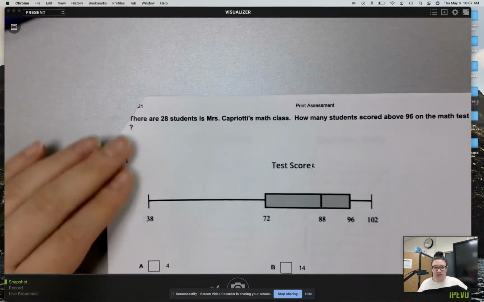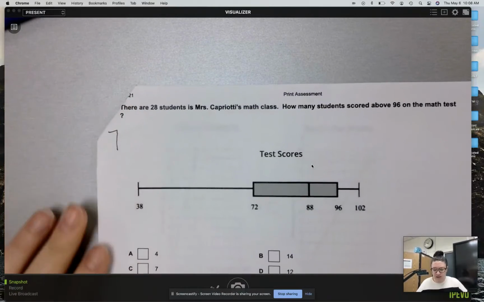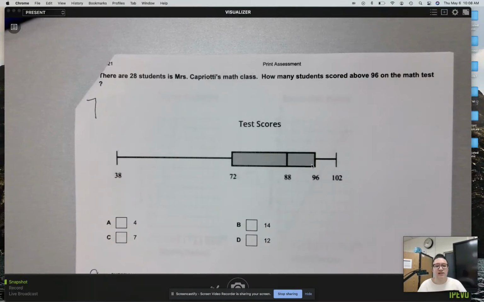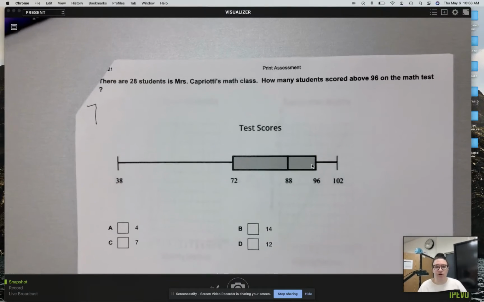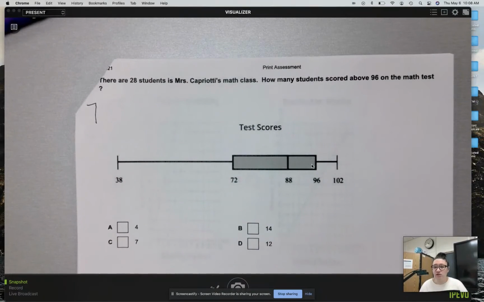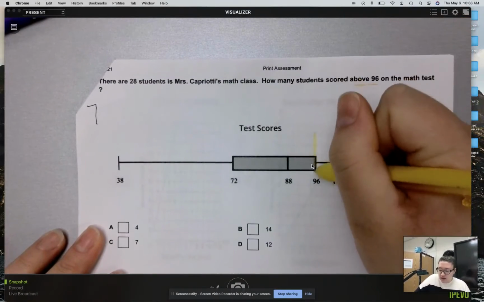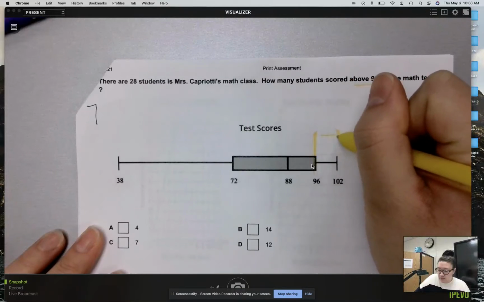And we'll do this one with it as well because it's all the same box plot. This one is also very tricky for us. It said there are 28 students in Mrs. Capriotti's math class. How many students scored above a 96? 96 and above.